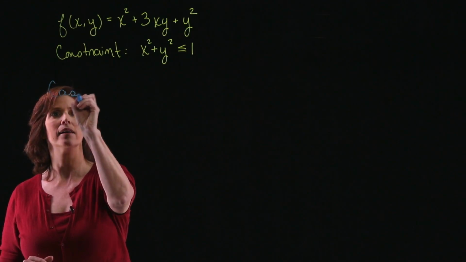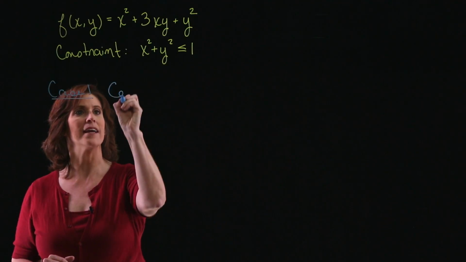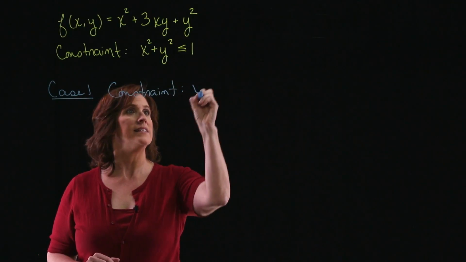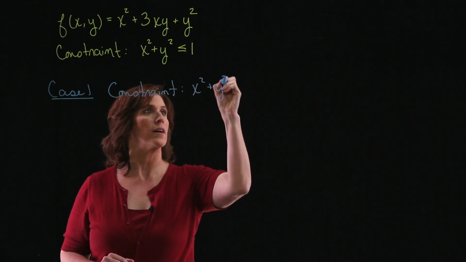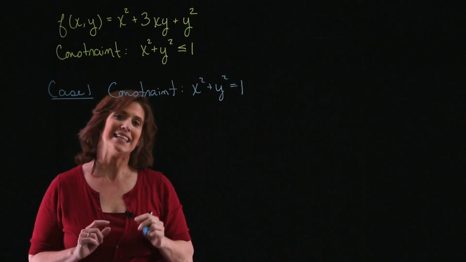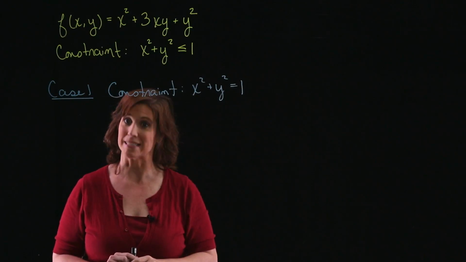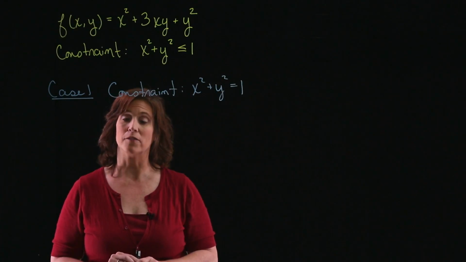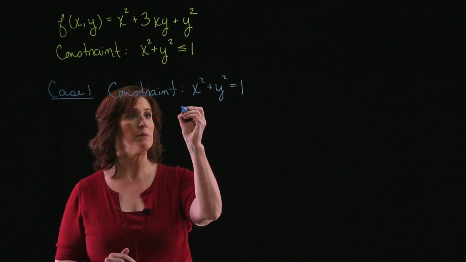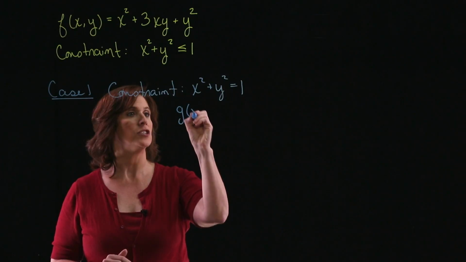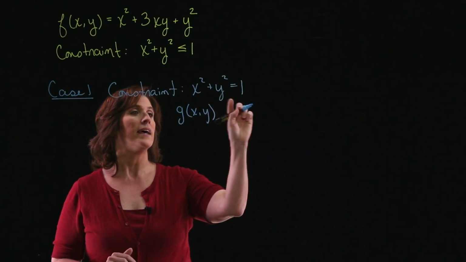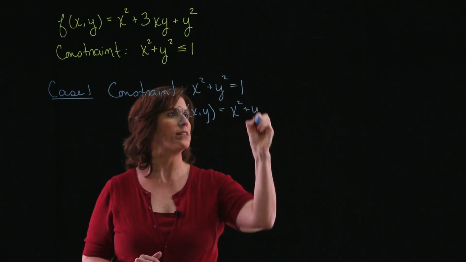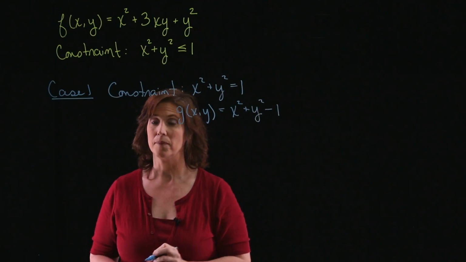So case 1, the constraint is x² + y² = 1. In the second case, we'll deal with what happens when it's less than 1. So for this first case, I'm going to use the method of Lagrange multipliers. So the first thing I'm going to do is write a function g(x,y). So that constraint can be written as x² + y² - 1.